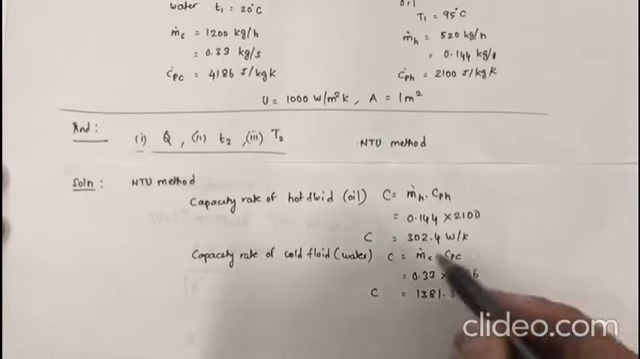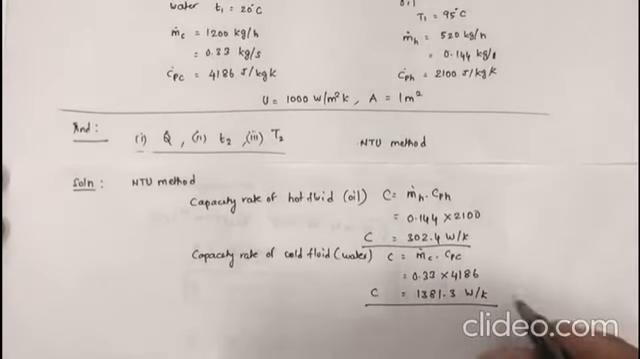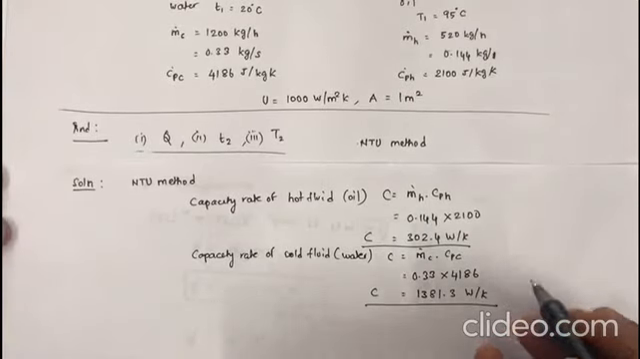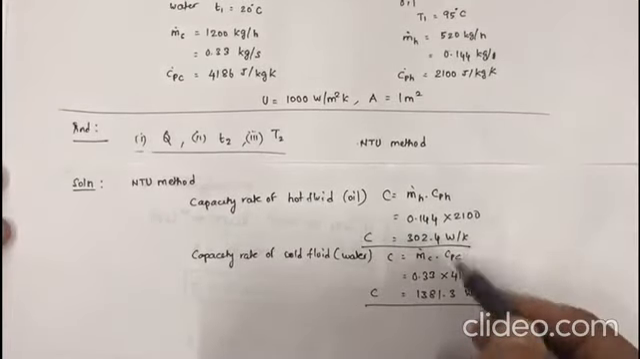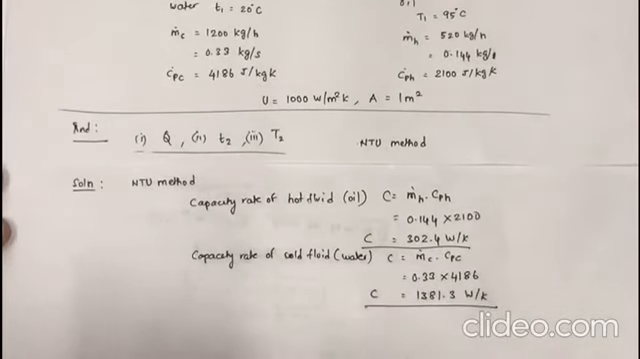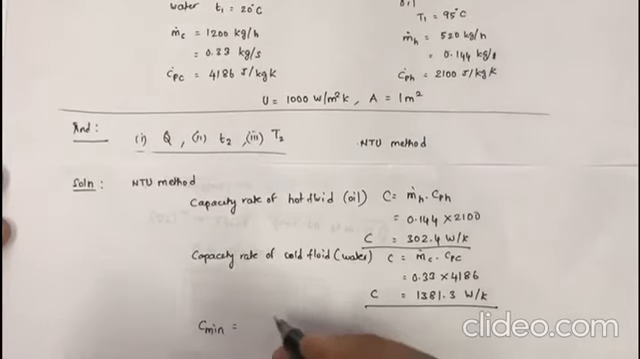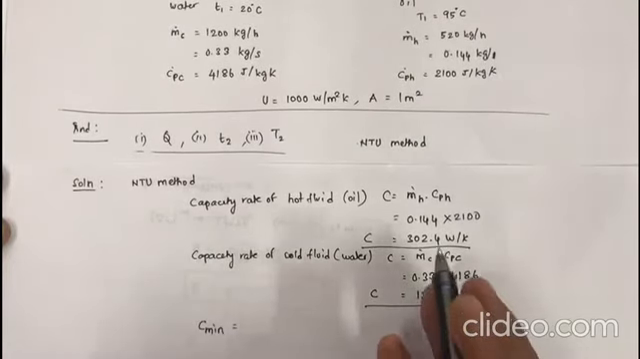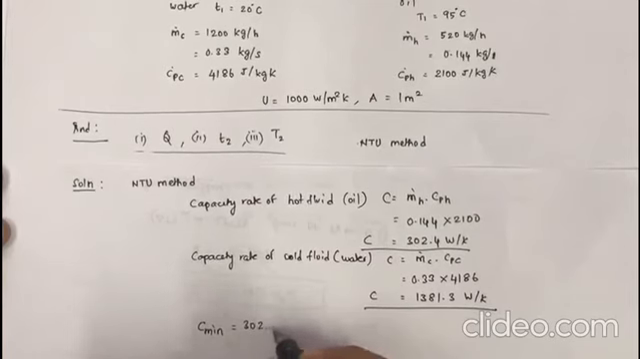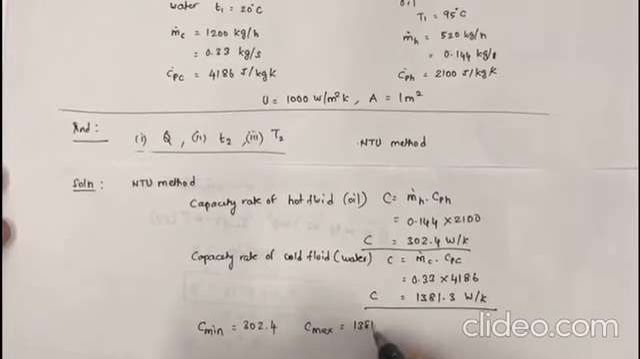So now, out of these two C's you found out, you have to find which is the least value. In these two, C min is how you're going to call it, 302.4. So C max will be 1381.3. So we will name the least value as C min and the large value as C max, 1381.3.